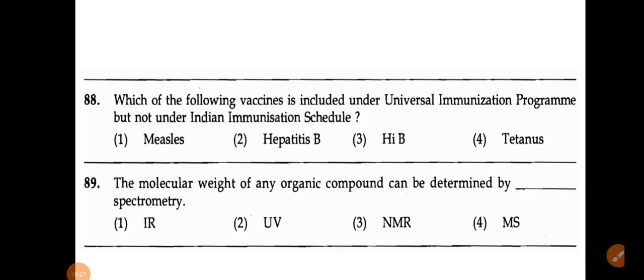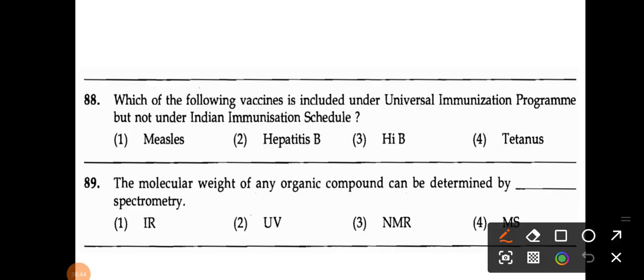Next one, which one of the following vaccines is included under the universal immunization program but not under the Indian immunization schedule? Right, so options are measles, hepatitis B, HIV and tetanus. So the correct answer is HIV. So that is not included under the Indian immunization schedule.